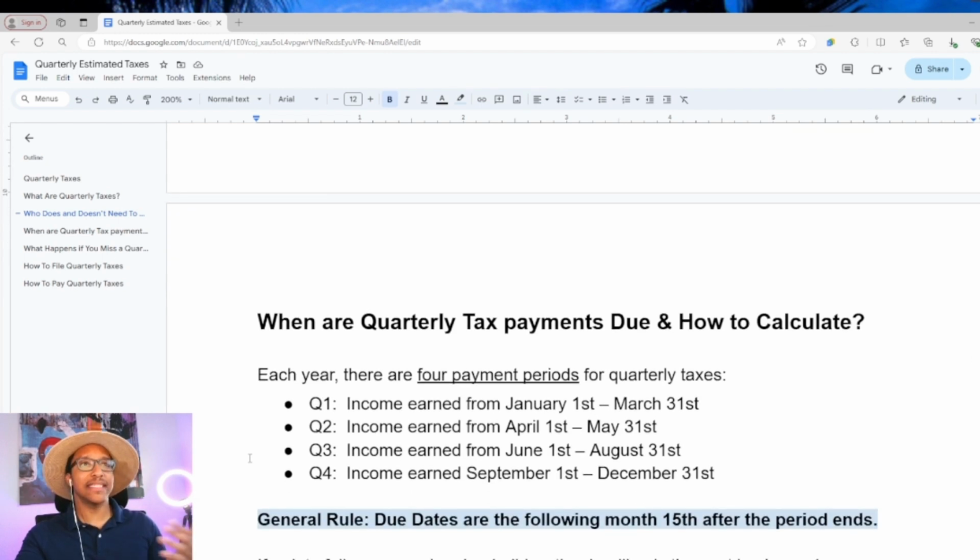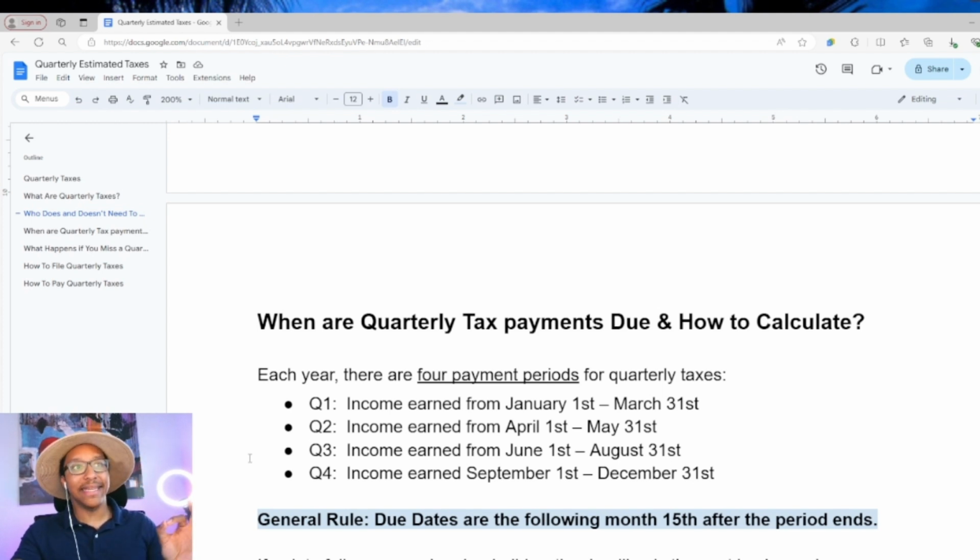Now, when are quarterly tax payments due and how do you calculate them? Well, there are 4 payment periods. Now, most people think quarterly means they're evenly spread out, 3 months, 3 months, 3 months, but that is not the case. There's 4 payments, but Q2 and Q4 are not 3 months like the others.